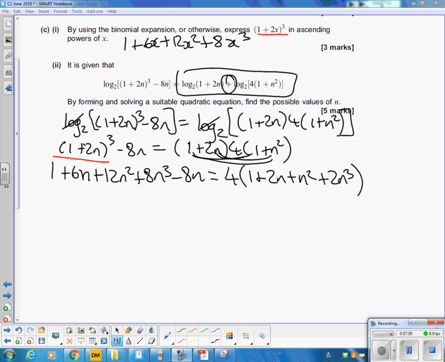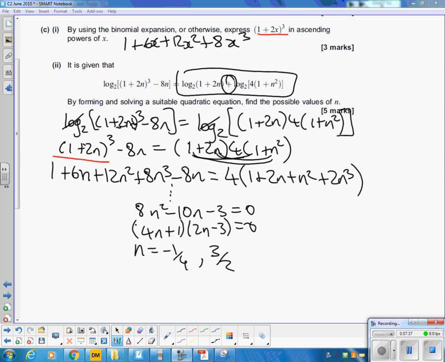Okay, on this side we can start. Now it's just a case of tidying things up. So we're just going to tidy everything up, put everything on one side, and you should eventually get to 8n squared minus 10n minus 3 equals 0. Which you can factorise, or you could use your calculator if you can't factorise it. So that's (4n plus 1)(2n minus 3) equals 0. So we get n equals minus a quarter, or 3 over 2.